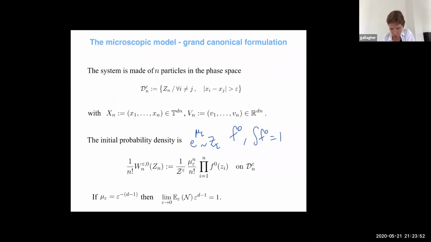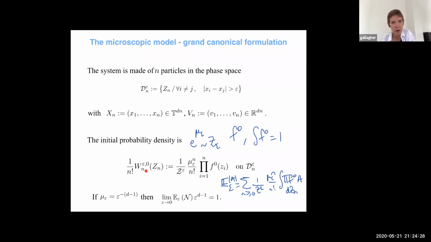Now, how do I compute this average? I need to give the definition here because I'll be using this all the time. So the average E epsilon is exactly taking the sum over n going from 0 to infinity of 1 over Z epsilon, mu epsilon^n over n!, the integral of the product of f0 dz_n. So the average of anything, let's say any A here, will be integrating this function A. Maybe we should remember this. Taking the average means taking the average with respect to this initial probability density.